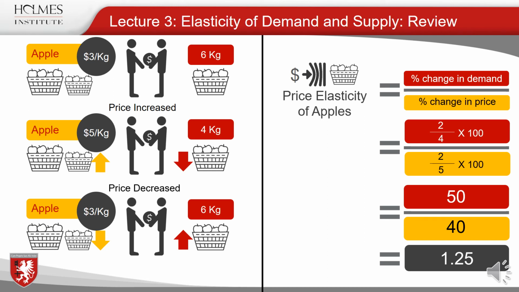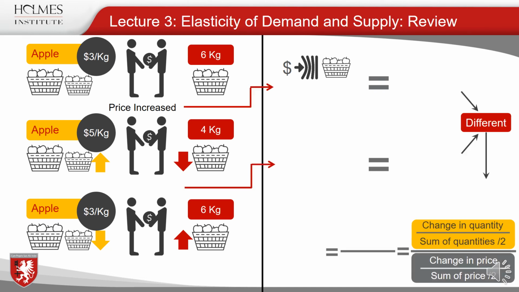So let's work out the numerator. Percentage change in demand. Before, you demanded 4. The change is 2. 2 over 4 times 100. Percentage change in price. It has gone from $5 to $3. So that's 2 over 5 times 100. And the calculation is 50 divided by 40, which is equal to 1.25.